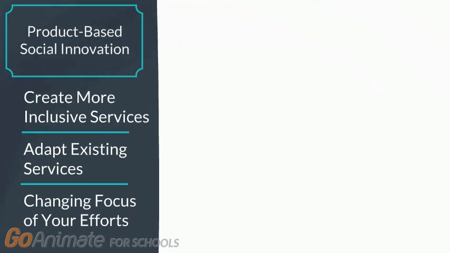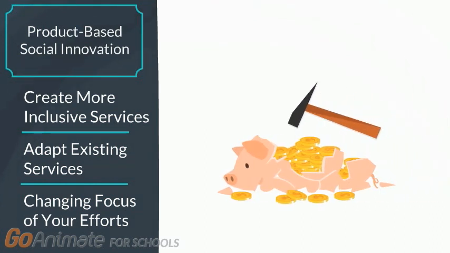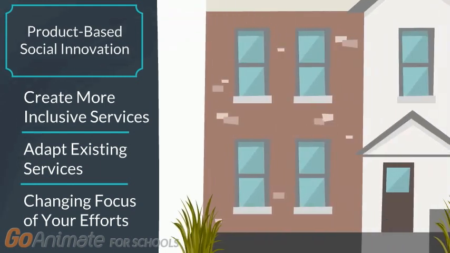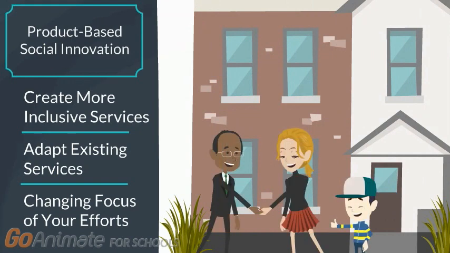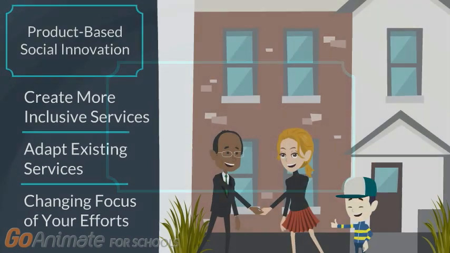Your organization might even consider changing the general focus of your efforts to better suit the needs of your service population. For instance, one organization that supports children with disabilities recognized that the families of their children often struggled with basic financial need. This prompted them to shift their activities and instead provide housing supports for these families.